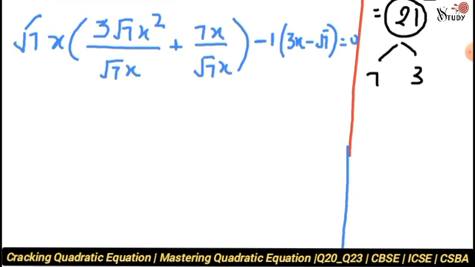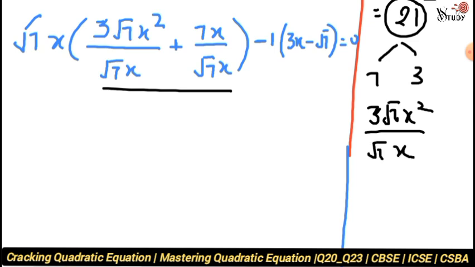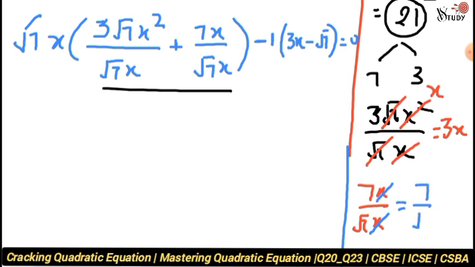Now try to understand this bracket. When 3 root 7x square is divided by root 7x, then this root 7 cuts this root 7 completely, and this x cuts this x square, x times. So we have 3x as a quotient. When 7x is divided by root 7x, then this x cuts this x completely, and we have 7 upon root 7.